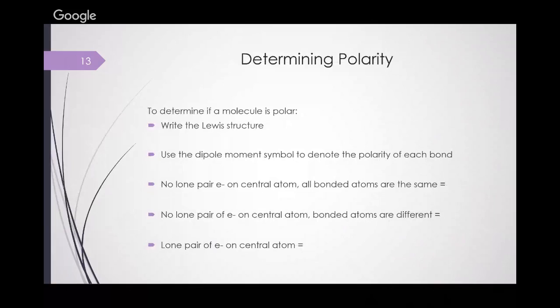So how can we determine polarity? I'm also going to provide in class a flowchart which helps to determine polarity as well. So what do we have to do first? Well, we have to write our Lewis structure. Then we also want to identify what our shape is. We use our dipole moment symbols to denote the polarity of each bond.